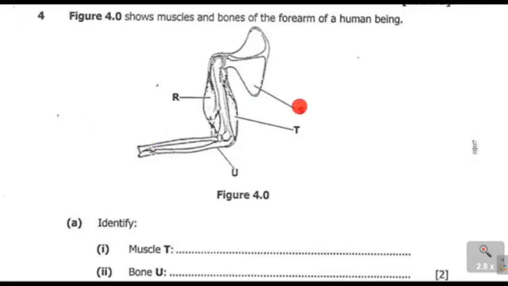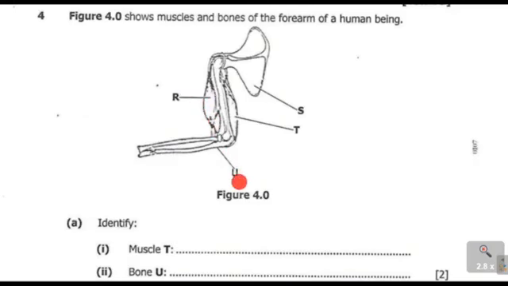Okay. So the part labeled S right here, this is the scapular bone. And the part labeled T, this is a muscle which is called a tricep muscle. And the part labeled R, this is also a muscle which is called the bicep muscle, which is found in front of the arm.